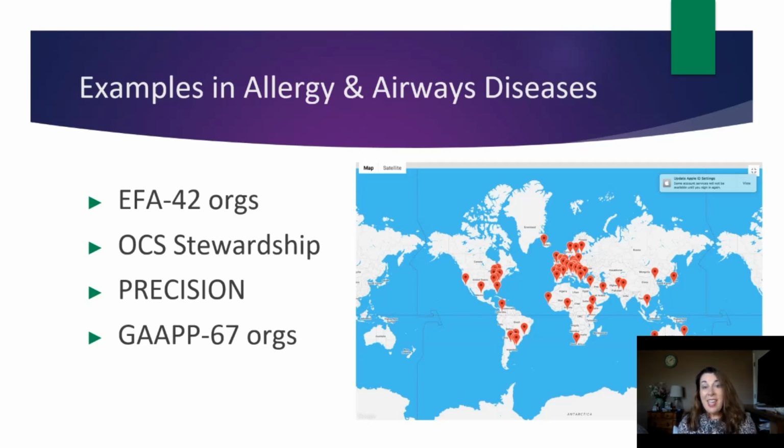And then actually GAAPP, the Global Allergy and Airways Patient Platform, is a coalition. We are an umbrella organization that supports a coalition of 67 patient advocacy groups from all across the world. And you can see that here in this map. And at GAAPP, our aim in mind is to create a world without atopic and airways diseases.